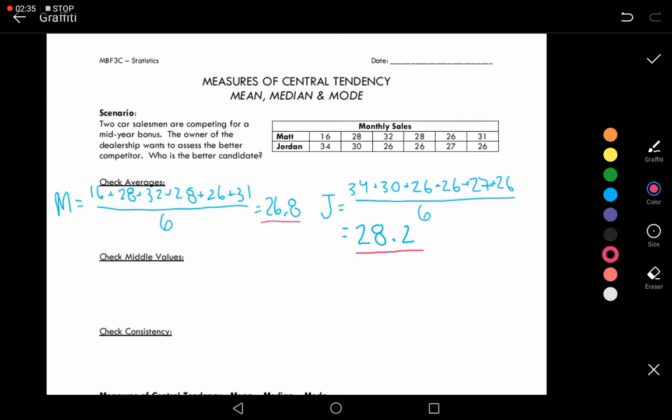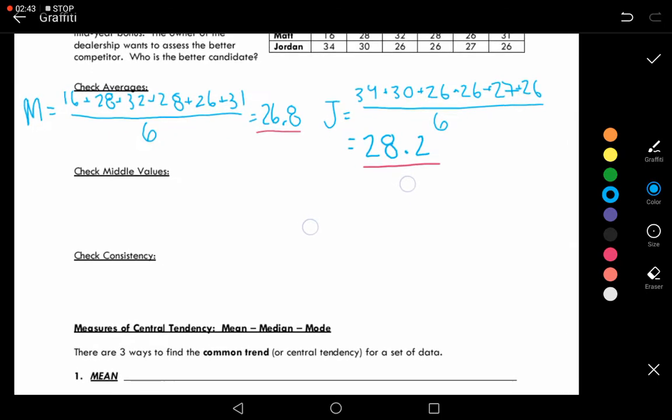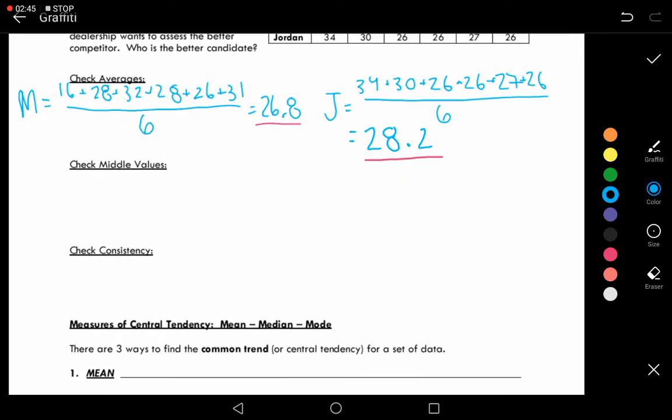The next thing we want to check out is the middle values. In order to determine the middle values, what we're going to do for both Matt and Jordan is list out their sales in order, smallest to greatest. So for Matt, his lowest is 16, 26, 28, 28, 31, and the most he sold is 32.